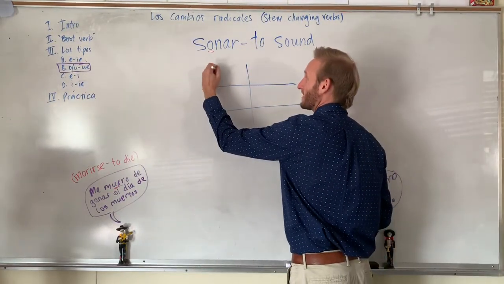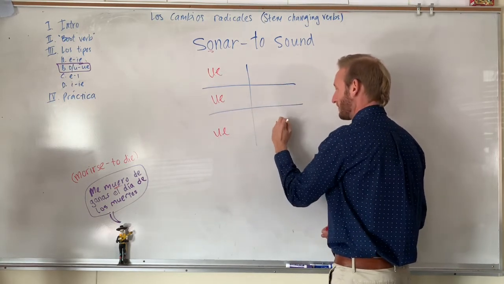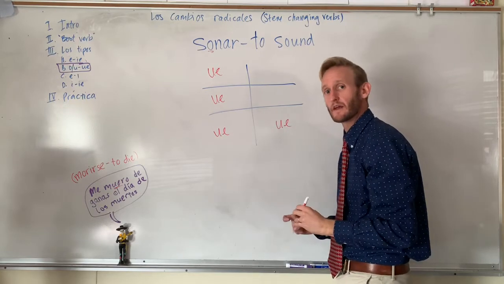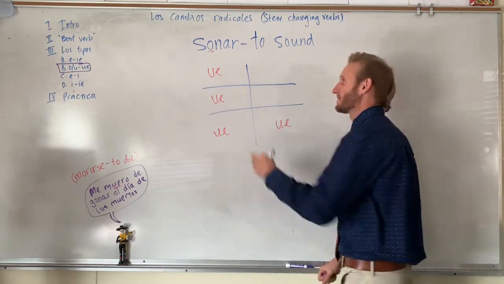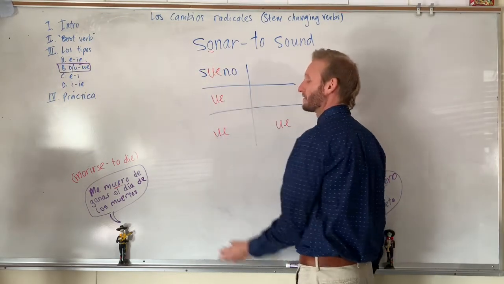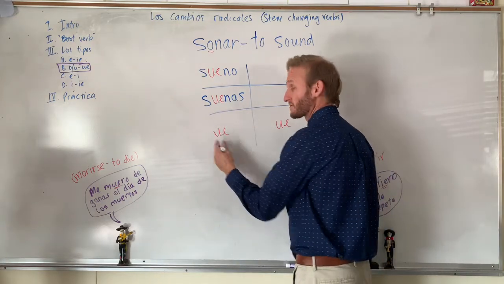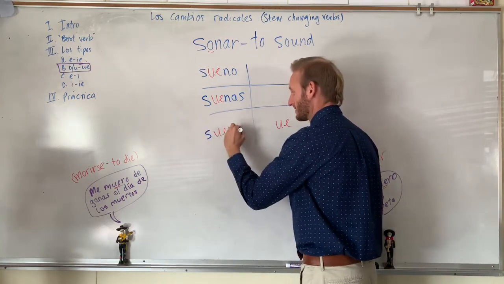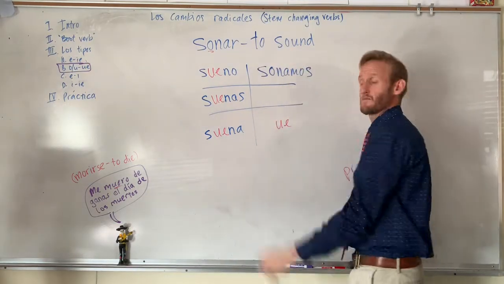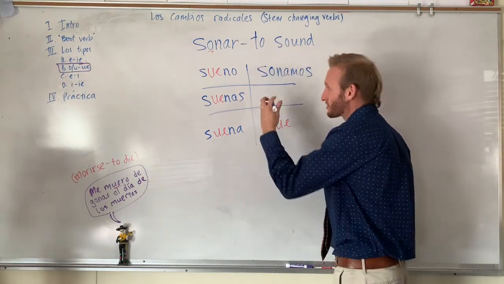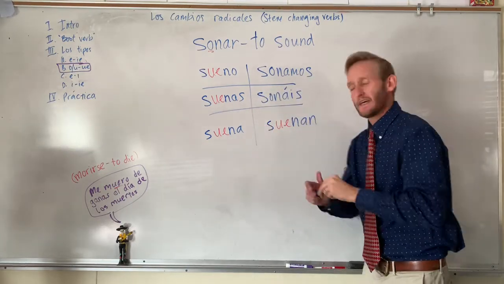So we know that all of these are going to be ue, except nosotros. You can see the boot right there, right? Okay, so to say I sound, sueno. You sound, suenas. He, she sounds, or you, sir, madam, sound, suena. We sound, sonamos. You all sound, vosotros sonáis, and they sound, suenan.